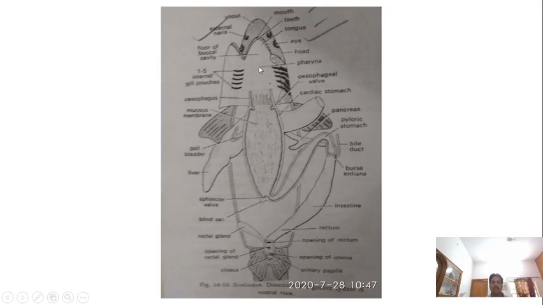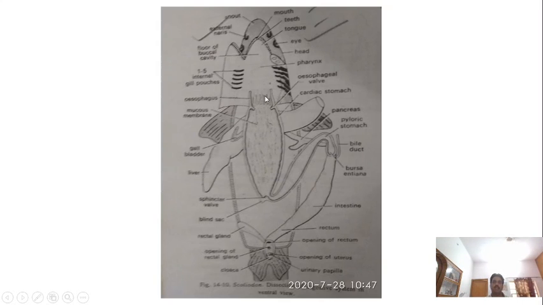which contains 5 gill slits on either side of its pharyngeal wall. So the pharynx plays an important role in respiration and also in digestion, because the water enters through the mouth along with dissolved oxygen, comes here and passes over to the gills, and food is retained here in the pharynx.